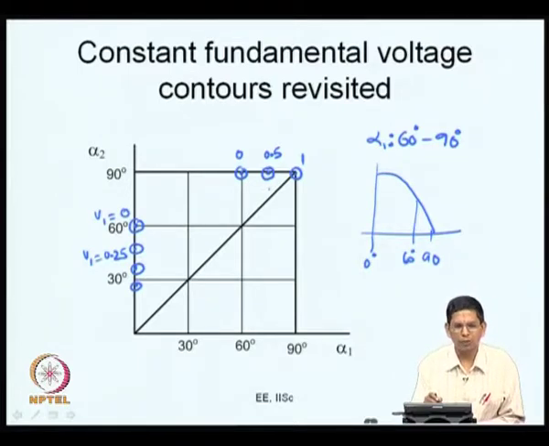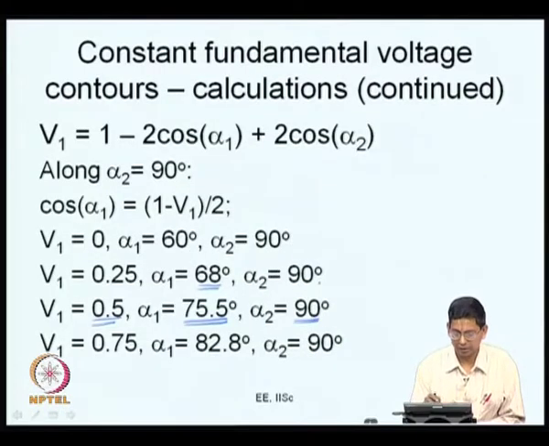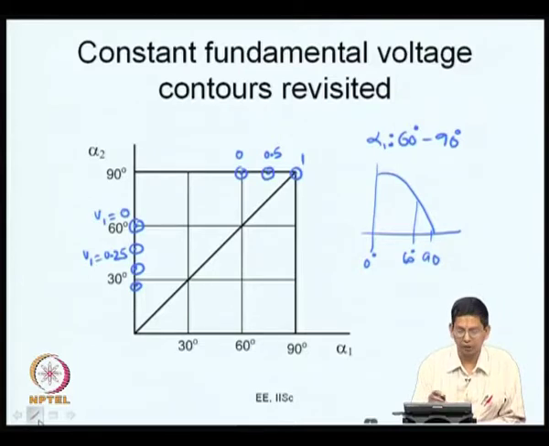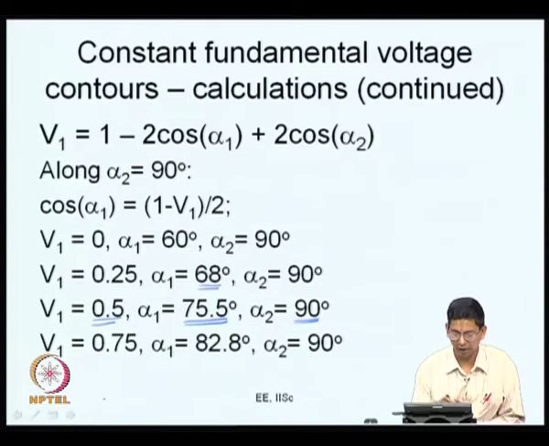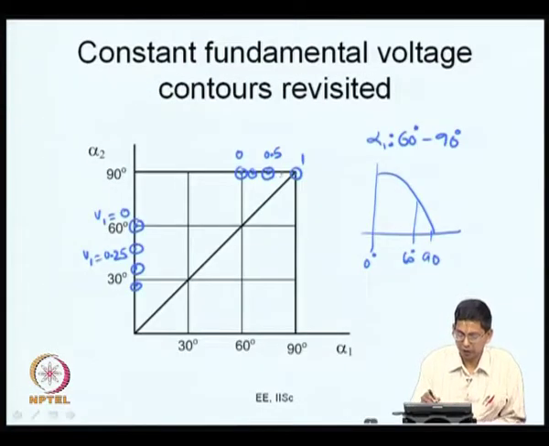So, for 0.5, it is not exactly at 75 degrees, just a little farther, as we got here. It has been 75.5. Again, if you want V 1 is equal to 0.25, it will be a quarter of the distance from here to there, which I would say is 67.5. The actual number could be 68 degrees, which is not too far. Similarly, for 0.75, I will have it here, which is 3/4 the distance from 0 to 1 along this line.